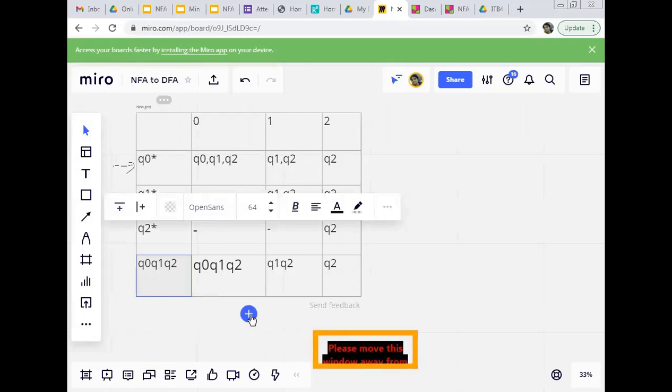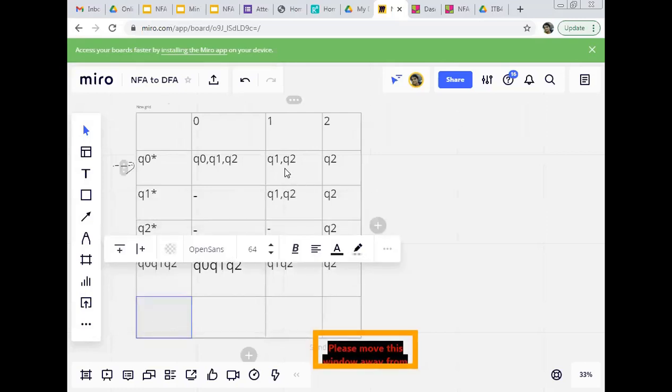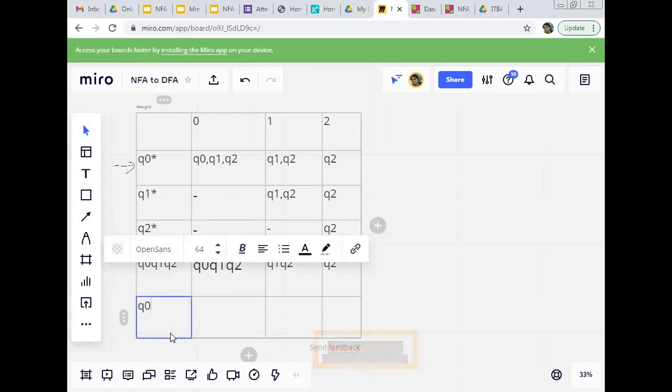Yes, it is Q1, Q2, right? Q0, Q1, Q2 may contain Q1, Q2. So will we not take Q1, Q2? No. This becomes different and this becomes different. Q1, Q2 is different and Q0, Q1, Q2 is different. You have to remember this. Okay, so it is Q1, Q2.